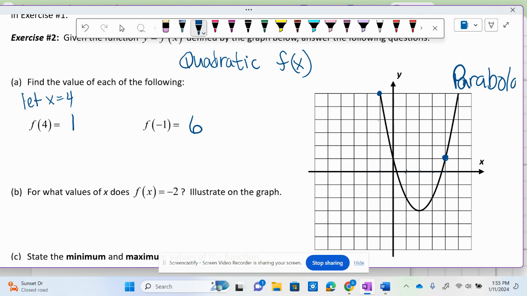Okay. Let's talk about some key features on this graph really fast. What is this point right here? That's my y-intercept. I'm going to just draw an arrow and I'm going to write y-intercept. Okay. What is this point right here? It's the vertex.